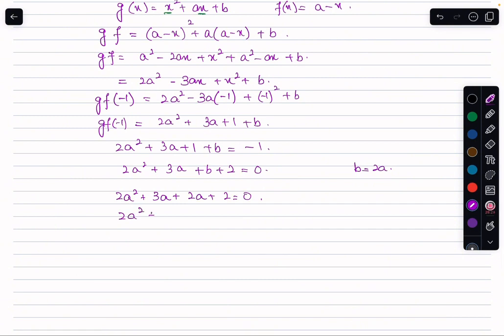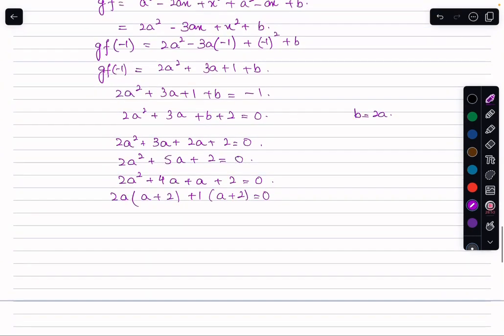Or I can say it's 2a squared plus 5a plus 2, that equals 0. Again, factorizing it, I can say it's 2a squared plus 4a plus a plus 2. In fact, it's the middle term break that I should be doing. 2a common, I will be left with a plus 2. Plus 1 common, I will be left with a plus 2, which equals 0. So from here, I will be getting two values of a. One value shall be equal to negative 2 and the other value shall be equal to negative 1 by 2.